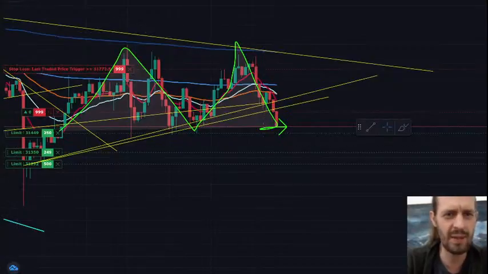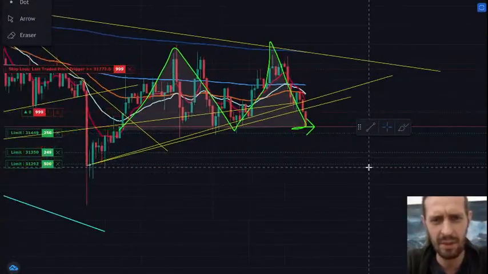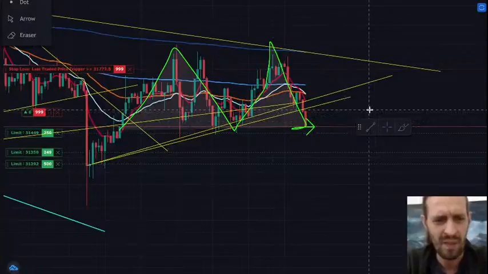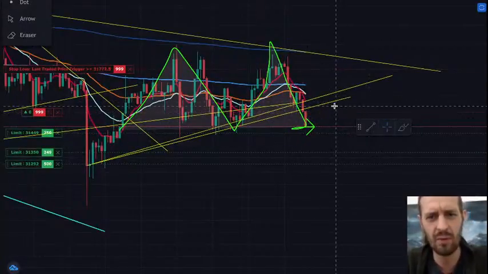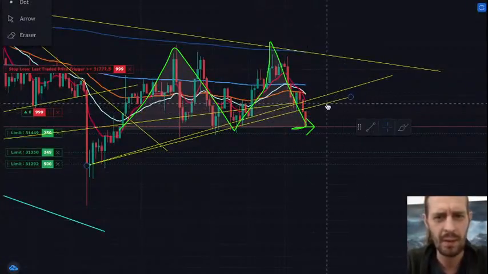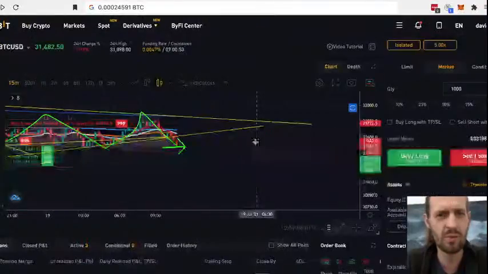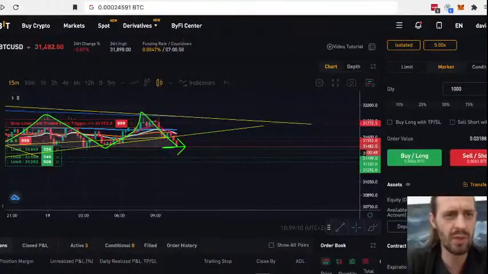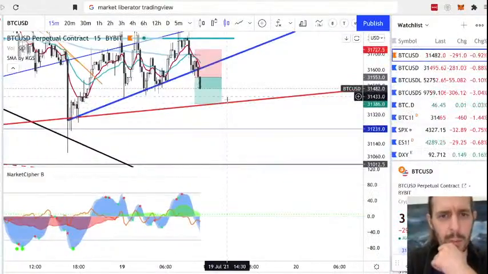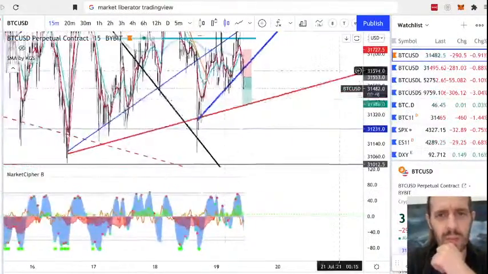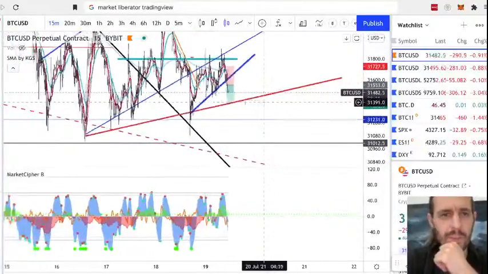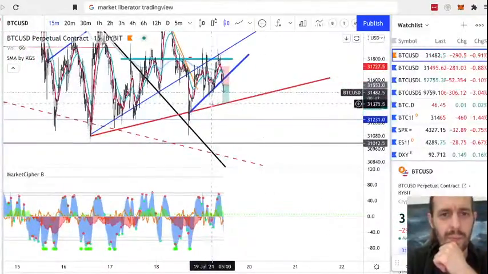But I don't think that's likely, because we have very strong support there. Let me first remove this line. We have very strong support at those levels. Look here, this red line.